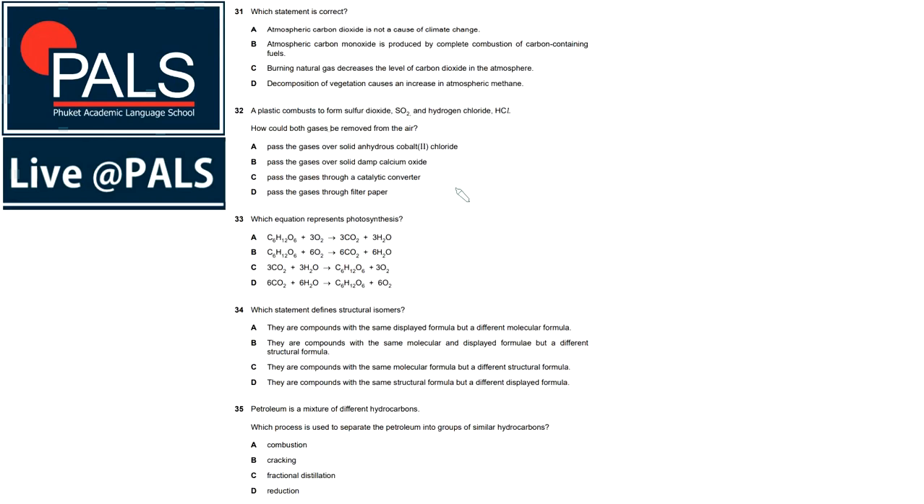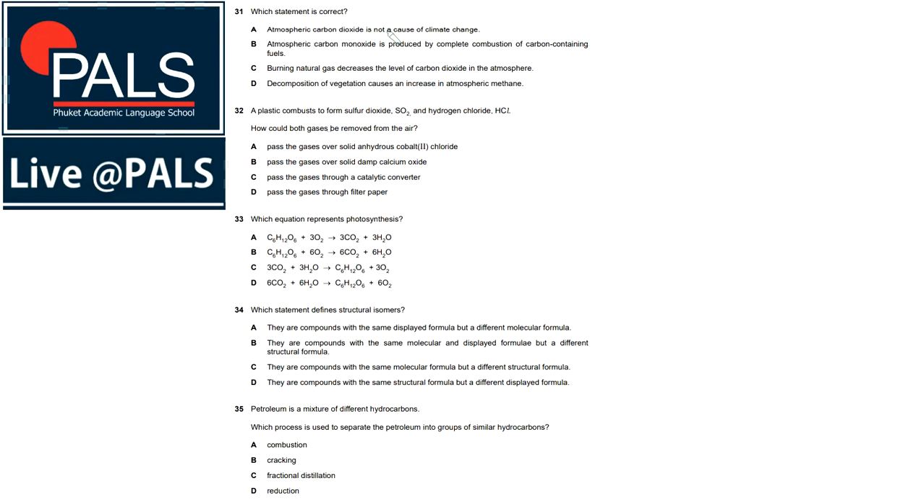Which statement is correct? Atmospheric carbon dioxide is not a cause of climate change. Atmospheric carbon monoxide is produced by complete combustion of carbon-containing fuels. Burning natural gas decreases the level of carbon dioxide in the atmosphere. Decomposition of vegetation causes an increase in the atmospheric methane.